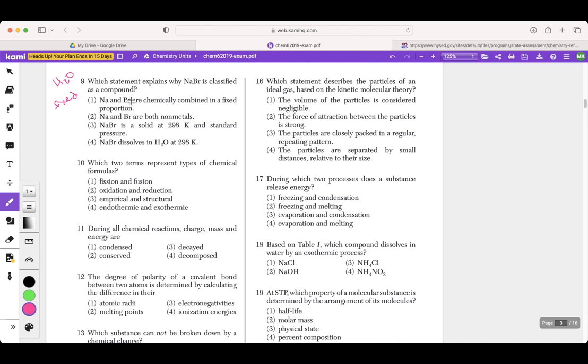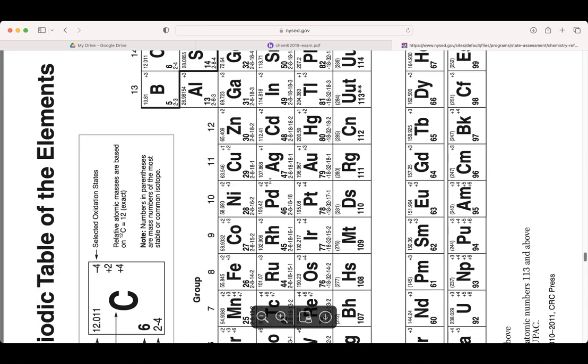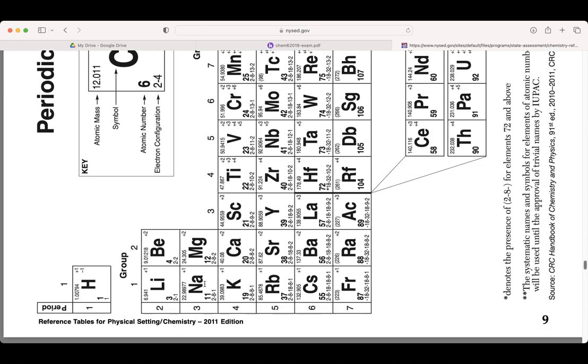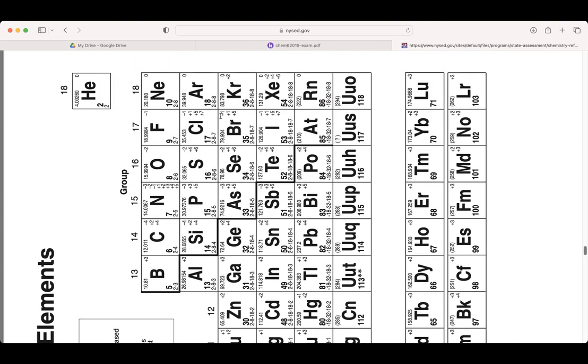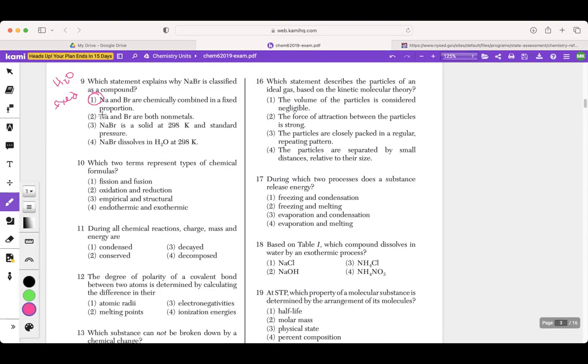So going through NaBr, chemically combined in a fixed proportion, well, that sounds correct. But let's just double check the others. Sodium and bromine are both nonmetals. This is not true because sodium is to the left of the staircase over here, so that's a metal. And bromine's to the right of the staircase and is a nonmetal, so that's not the case.